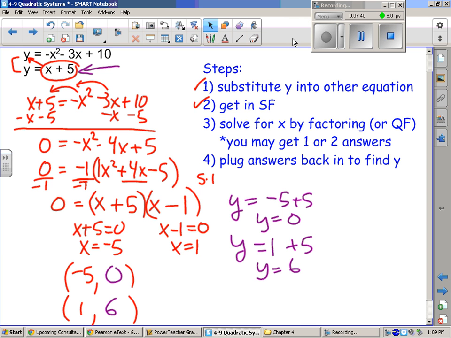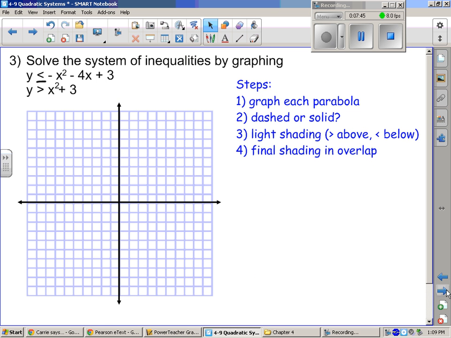They look kind of scary. Yeah, it's just kind of a combination of skills we already know. Good. All right, last one.